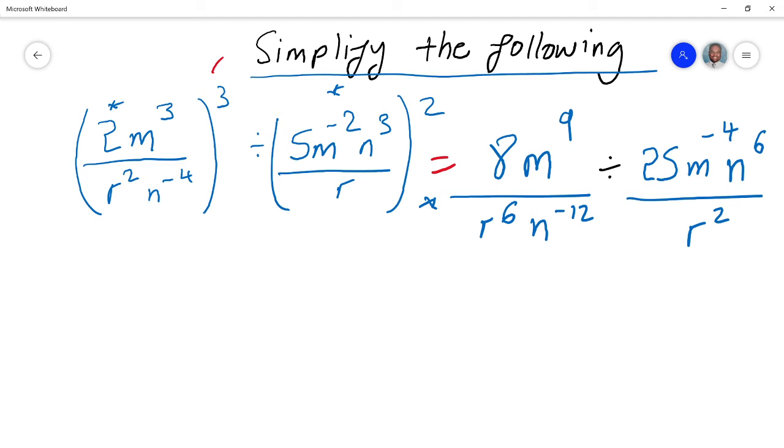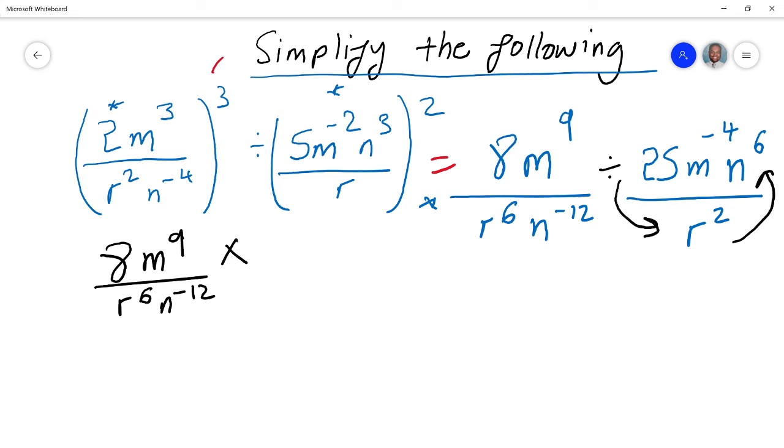So that becomes 8 m to the power 9 over r to the power 6 n to the power negative 12. Multiply that and you swap. So you move that over there and you move this over there. That becomes r squared over 25 m to the power negative 4 n to the power 6. All right, and that's what we get in that situation.